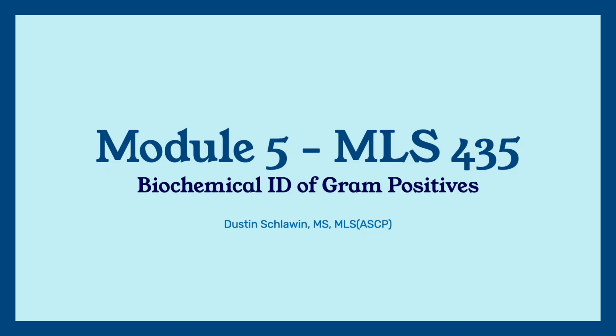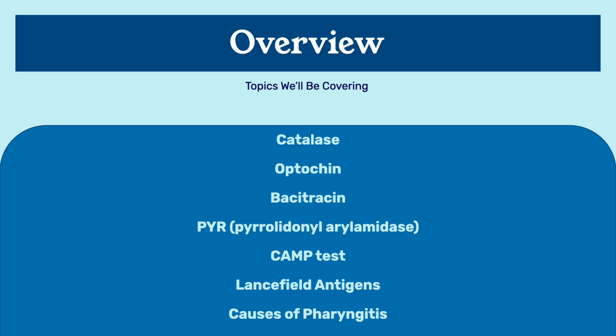This is your Module 5 lecture, Biochemical ID of Gram-positives. Here's an overview of some of the topics we'll be discussing today. This will include some of the biochemicals used to identify gram-positives, including catalase, optochin, bacitracin, PYR, and the CAMP test. Additionally, we'll be discussing Lancefield antigens and common causes of pharyngitis.